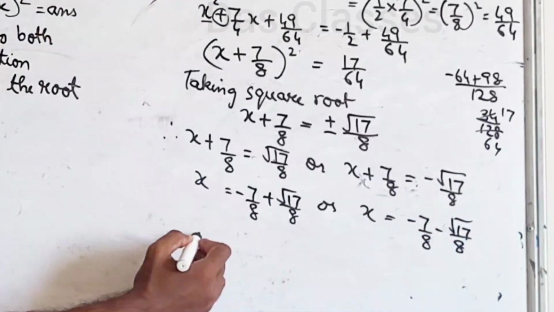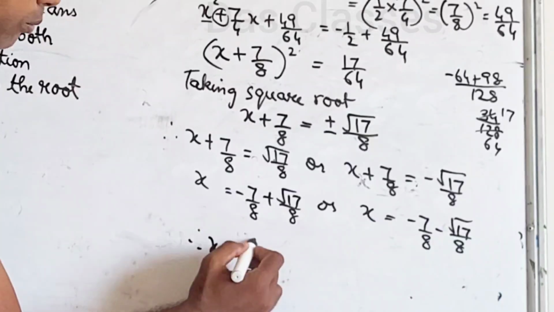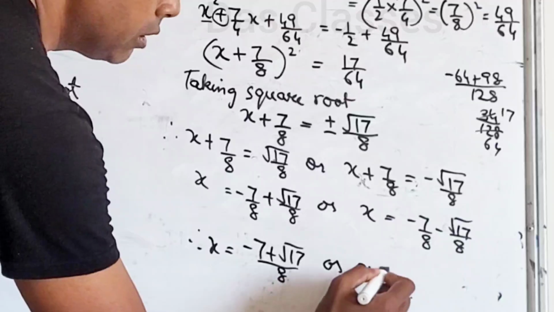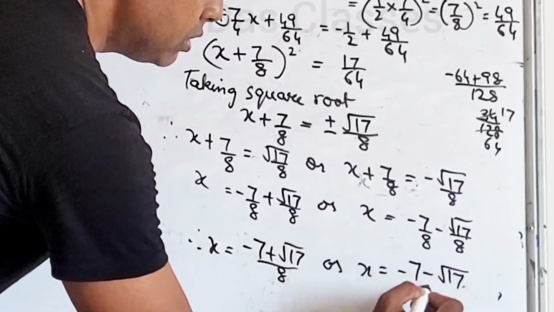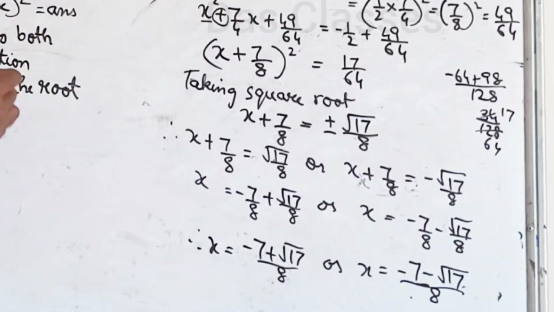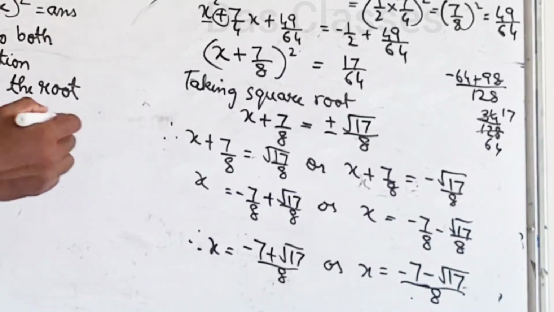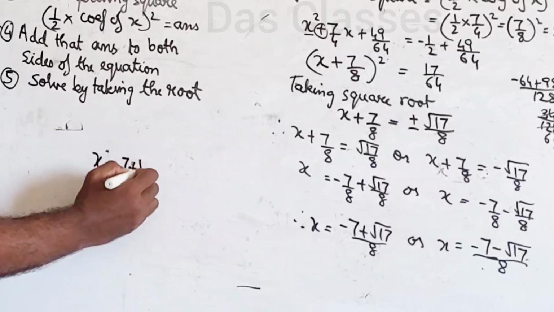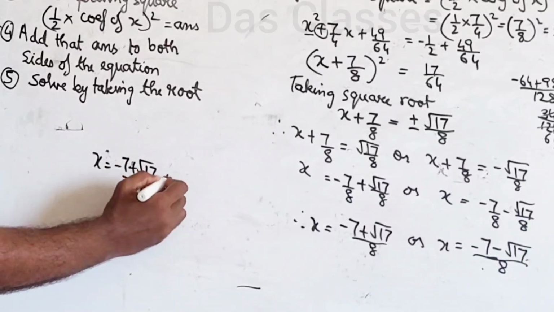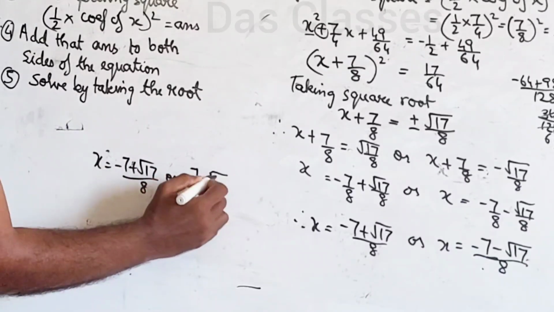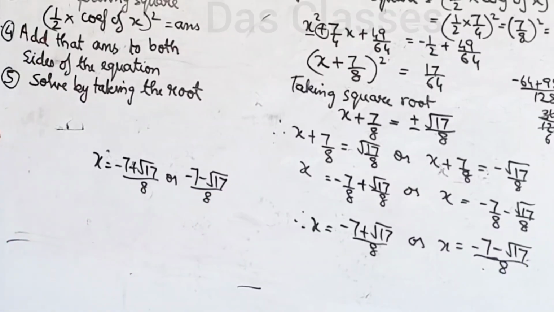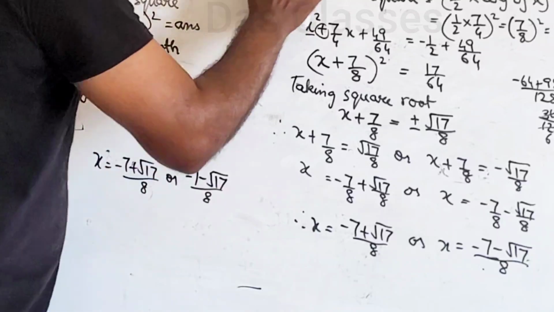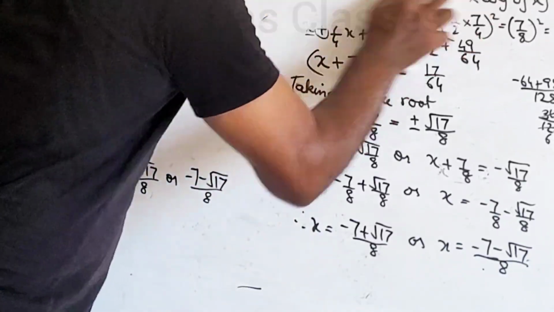So the final answer would be, therefore x would be, denominator same, so we can write it together, minus 7 plus root 17 upon 8, or x is equal to minus 7 minus root 17 upon 8. So when we solve by the completing the square method, this is the answer we get. The answers are x is equal to minus 7 plus root 17 upon 8, or minus 7 minus root 17 upon 8. Now what I'll do is, I'm going to solve by formula method to show to you that in that case also I'm going to get the same answer.